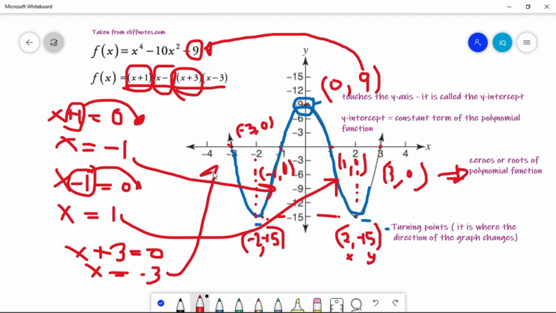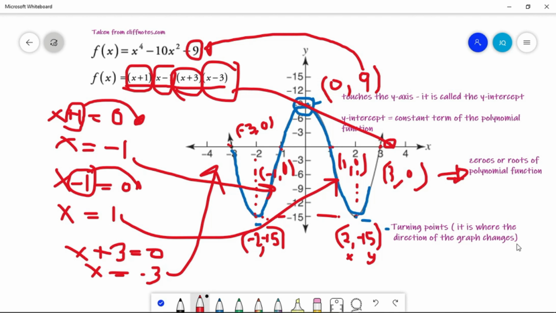So that's y. And then for this one, it's this one. No? So you know already how to do that. Okay? And another name for that is also x-intercept, because it touches the x-axis, or it is where the graph crosses the x-axis.